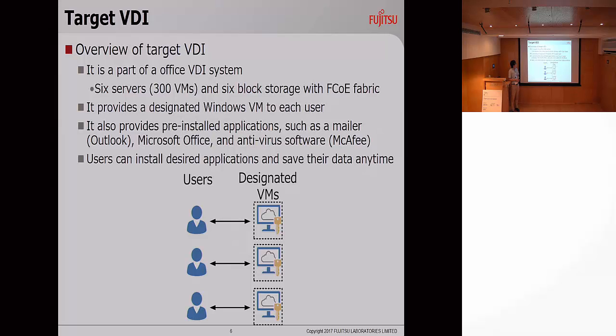Next, I'd like to present our target VDI. As I mentioned before, the target VDI is a part of an office VDI. It consists of 6 physical servers and 6 block storages with FC fabric. It provides a designated Windows VM to each user, like this figure. It also provides pre-installed software such as Microsoft Office and antivirus software.